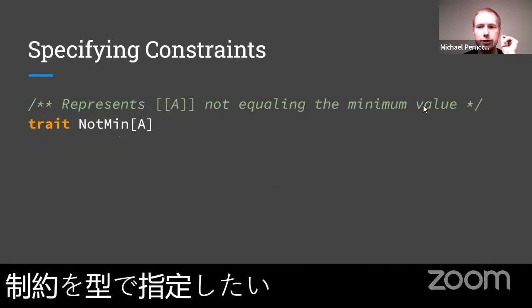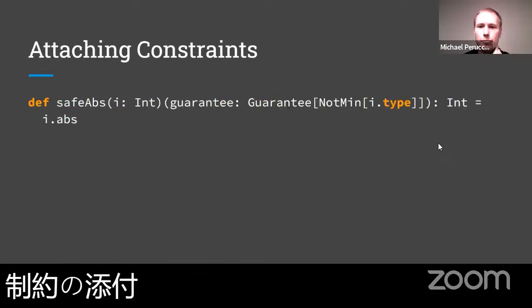And one way we can start is by designing a constraint that represents not being the minimum integer. We just design it with a trait, and we pass in the value as a type that we don't want being the minimum int. And so we can attach that constraint to a function.